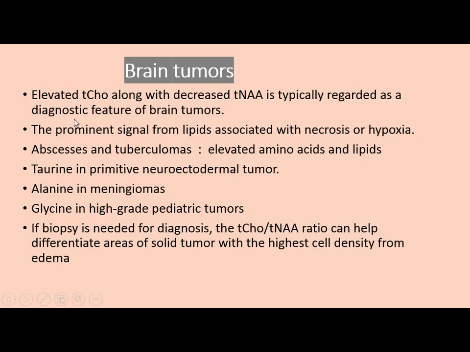In brain tumors, we all know the tumor spectrum, which is elevated choline along with decreased NAA, typically regarded as a diagnostic feature for brain tumor. The prominent signal from lipid is associated with necrosis or hypoxia. Abscesses and tuberculoma show elevated amino acids and lipid. And we have another important metabolite, which is elevated in primitive neuroectodermal tumor. It's called taurine. And alanine in meningioma, glycine in high-grade pediatric tumors.